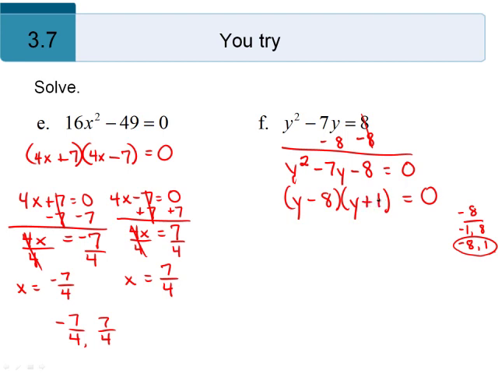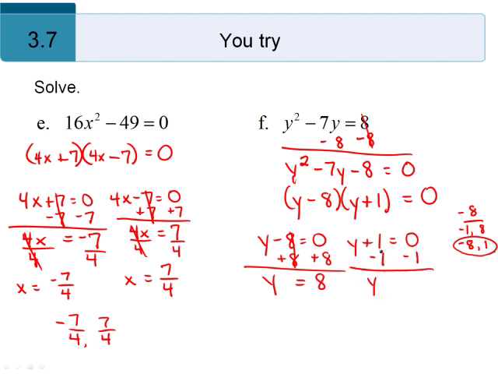Your next step, set them equal to 0. y minus 8 equals 0, and y plus 1 equals 0. So I'm going to add 8 to both sides. Those cancel. y equals 8. I'm going to subtract 1 from both sides, so y equals negative 1. So we have 8 and negative 1.